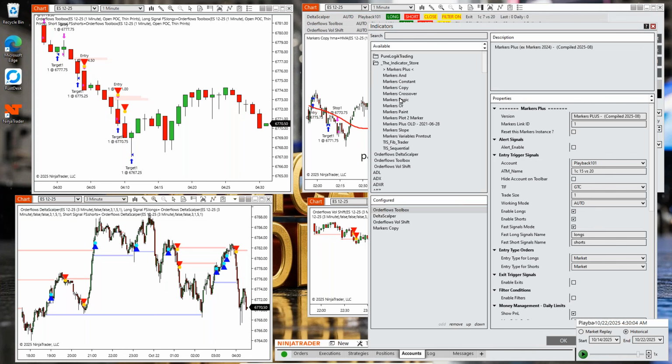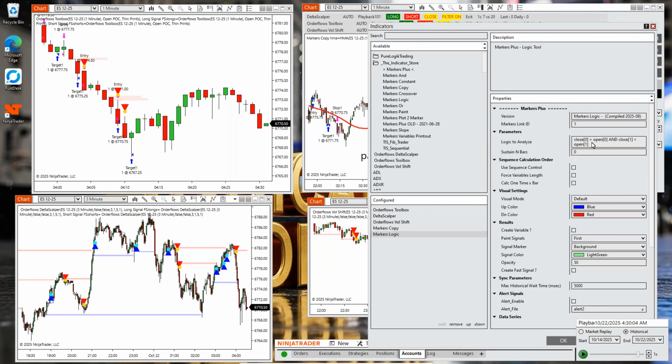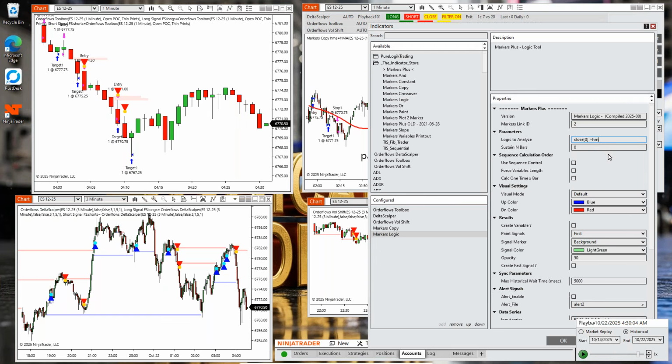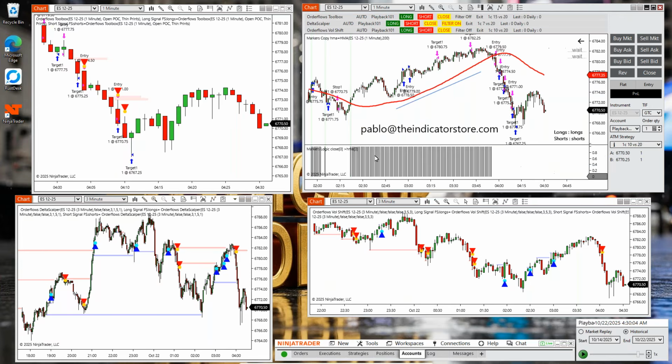You can use a logic where I need to use the same link ID, and the close is greater than the HMA when this is true. Okay, this histogram is showing when the close is greater than the HMA, but take a look at this part. The slope of the HMA is going down.